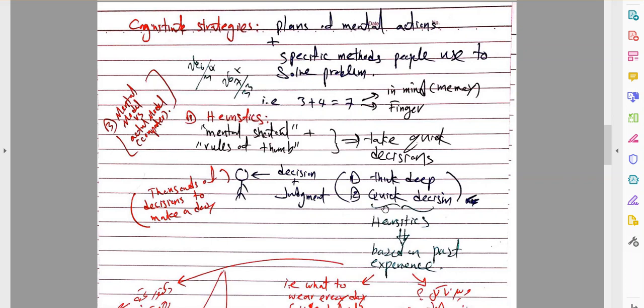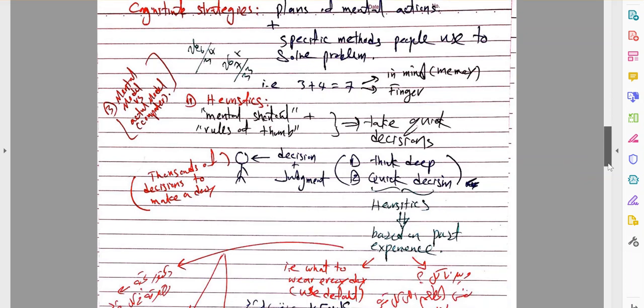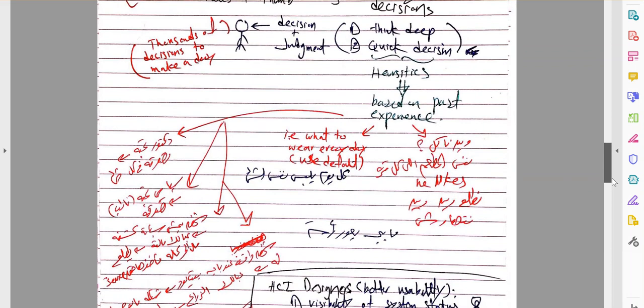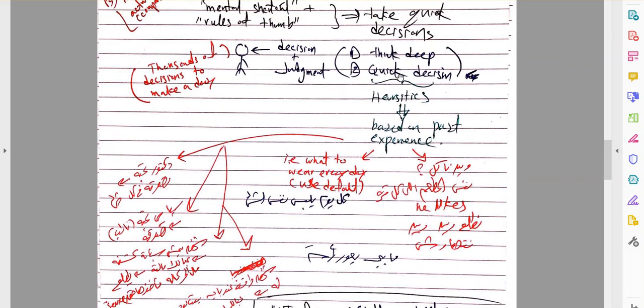So what does it mean, heuristic? Take quick decisions in life. We call them as well mental shortcuts or rules of thumb, which means by default, you will take the quick, the short way. Basically, you will take quick decisions in life based on past experience.